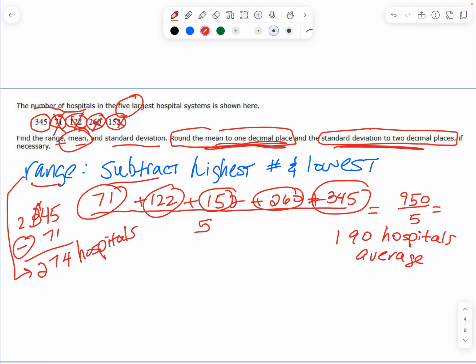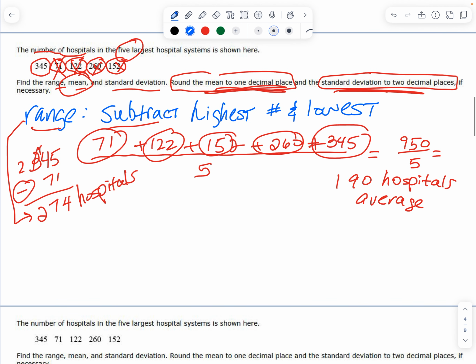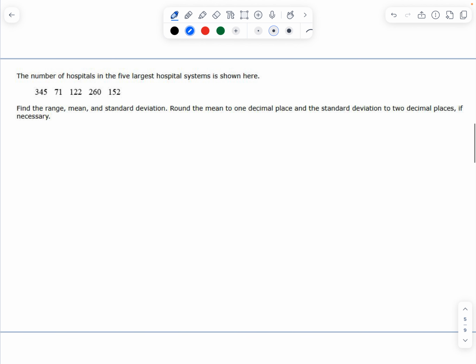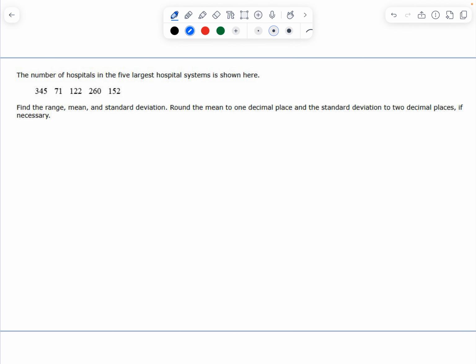Standard deviation takes a little bit longer. I did one in a previous video, but I'm going to do it again, old school. Hopefully this will help you. We're going to take each of these pieces of data and subtract away the mean. Our X bar, or our mean, was 190. So we're going to find the difference between each of these hospital systems and the average hospital system.